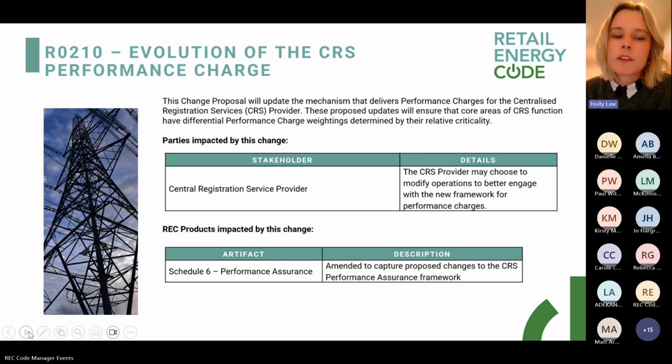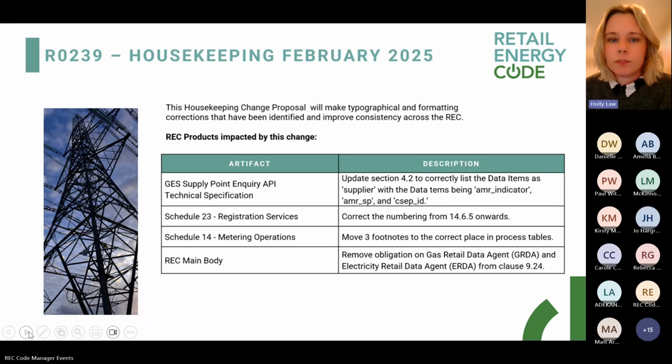The party impacted by this change is the central registration service provider, and they may choose to modify their operations to better engage with that new framework. And the product impacted by this change is Schedule 6 performance assurance, which is amended to capture the proposed changes to the weightings. Thank you.